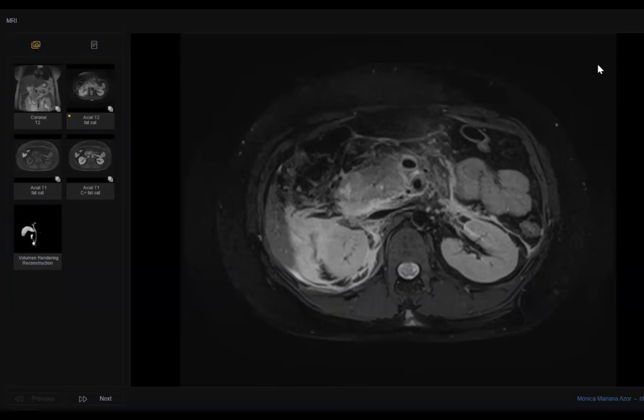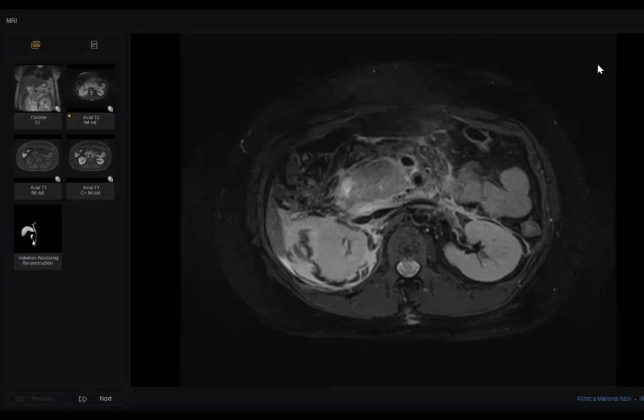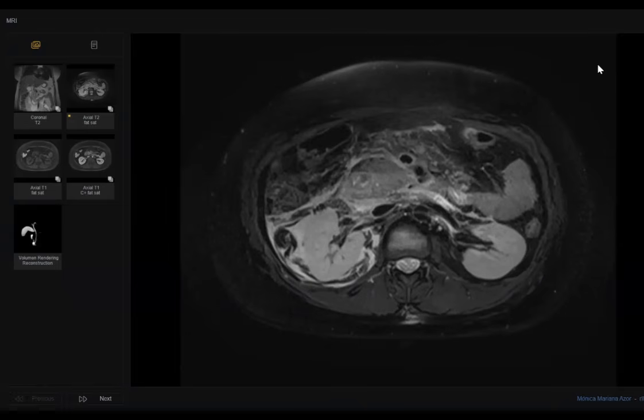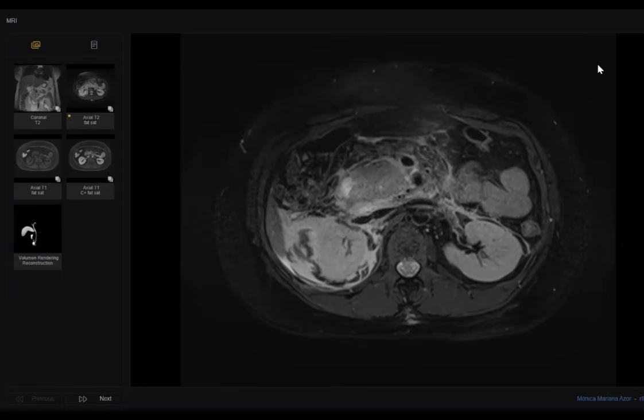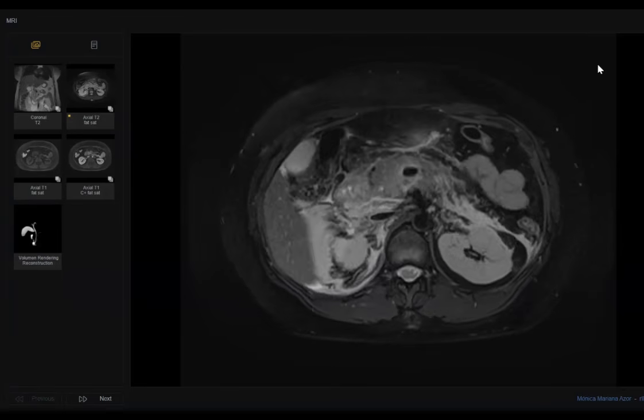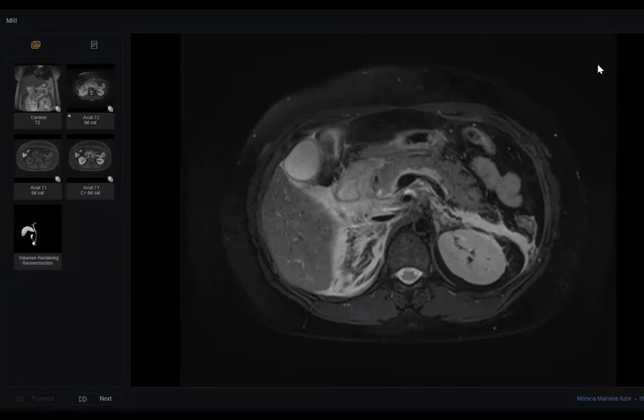So there is fat stranding and fluid in the peripancreatic region, predominantly in the head of the pancreas. It could be due to a focal pancreatitis of the head with surrounding inflammatory changes. Now I look for the complications and cause of this pancreatitis. I will see the gallbladder if there is any cholelithiasis, which I cannot appreciate on this MRI. I will see the ultrasound images.